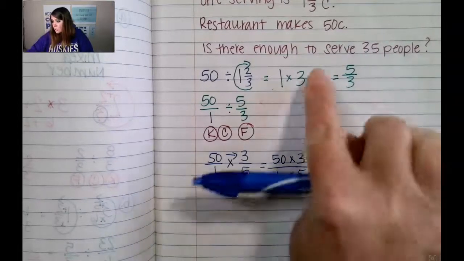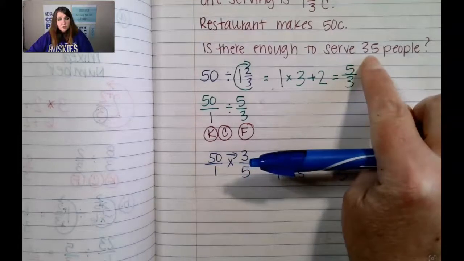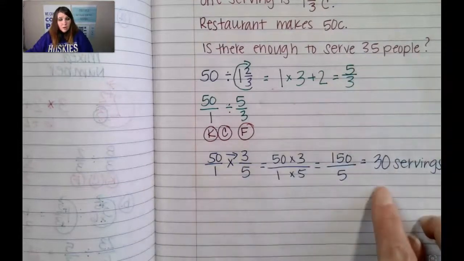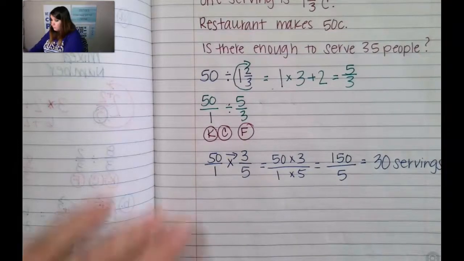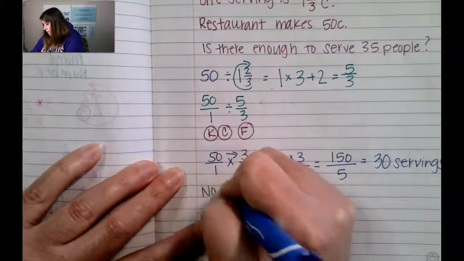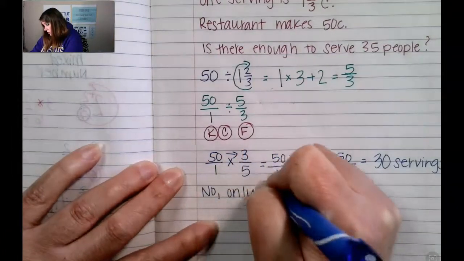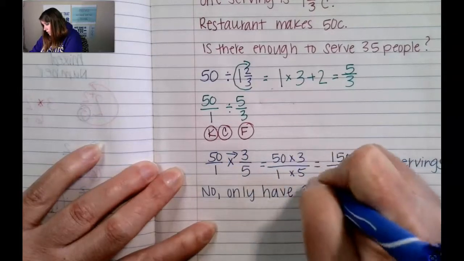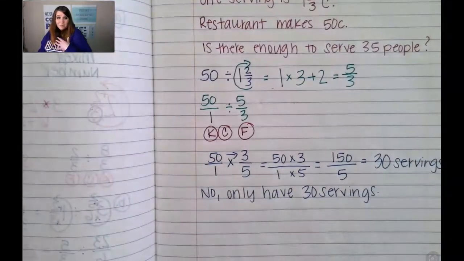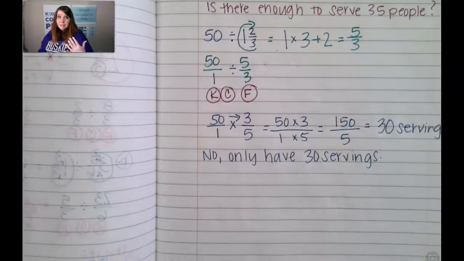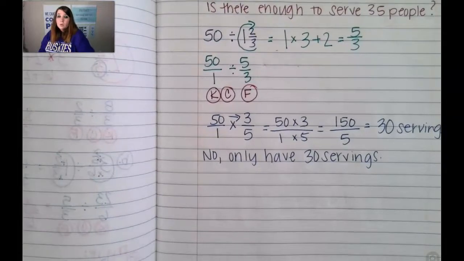So I wanted to know, did I have enough to serve 35 people? No, I need more soup. Okay, so the answer is no. I only had enough for 30 servings. I wouldn't be able to serve 5 people my delicious soup or share it. It's the restaurant that's making it, not me. Nobody wants my soup. Remember, I burn soup?